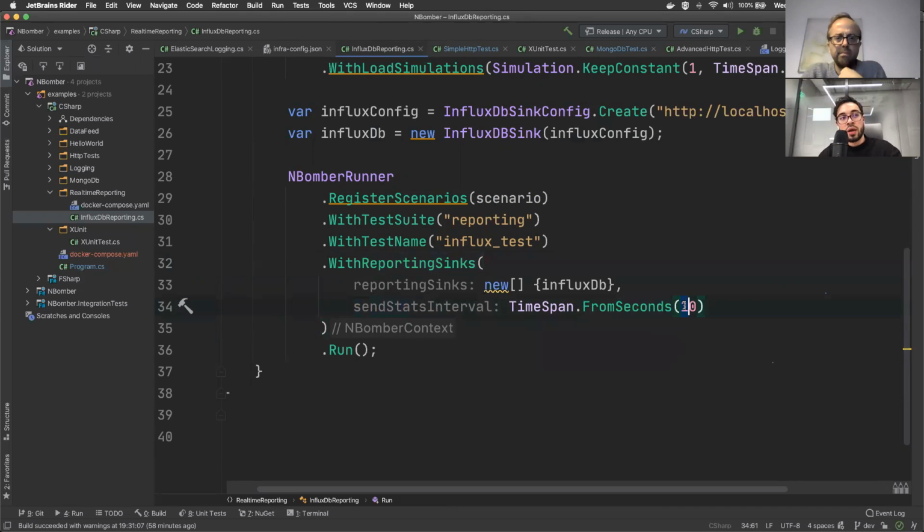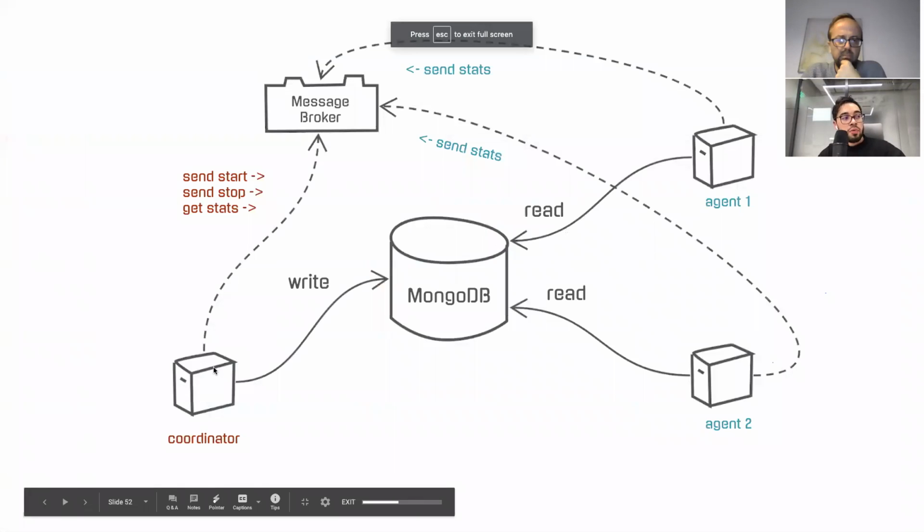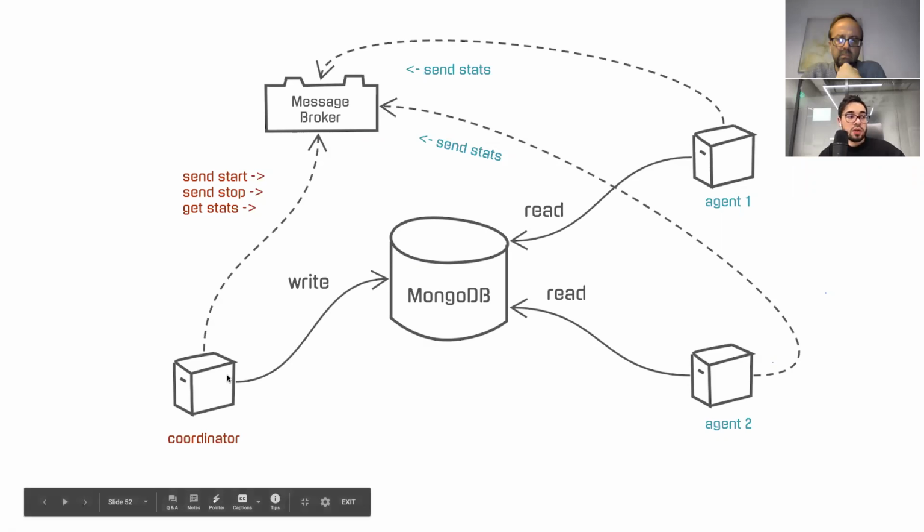And here I'm saying send starts interval. I'm specifying to send metrics one time per 10 seconds. And actually what the coordinator does, one time per 10 seconds, is send a request to agents: please give me your current metrics. And then they return them back to you.